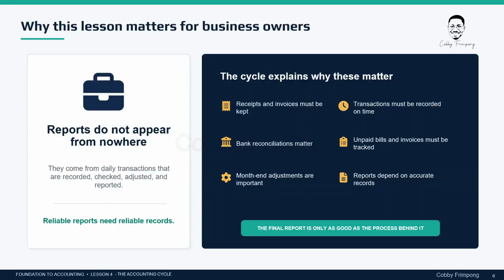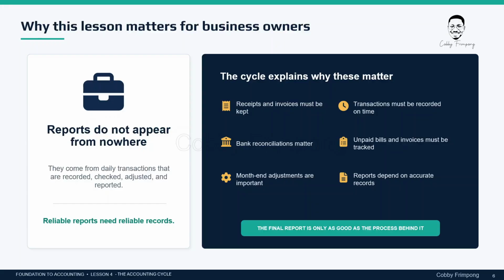If you are a business owner, this lesson helps you understand how daily business activities become financial reports. Financial statements do not appear from nowhere. They come from daily transactions. If the transactions are not recorded properly, the reports will not be reliable.